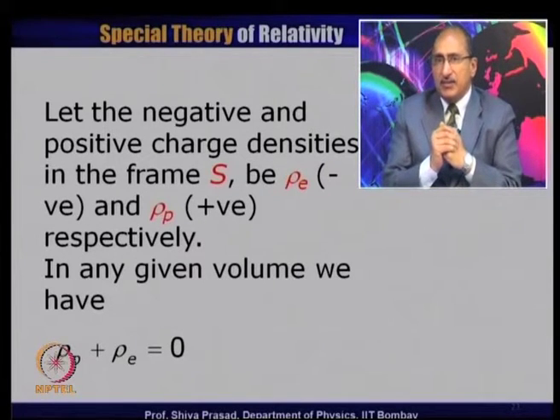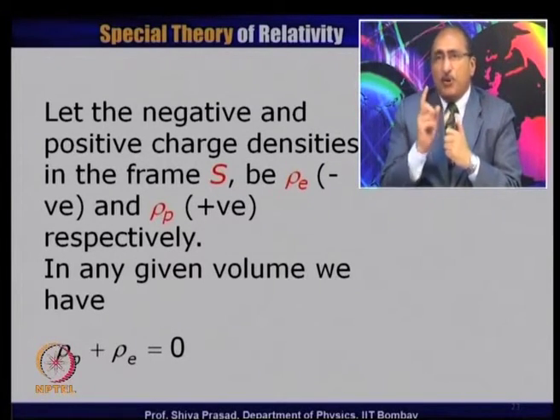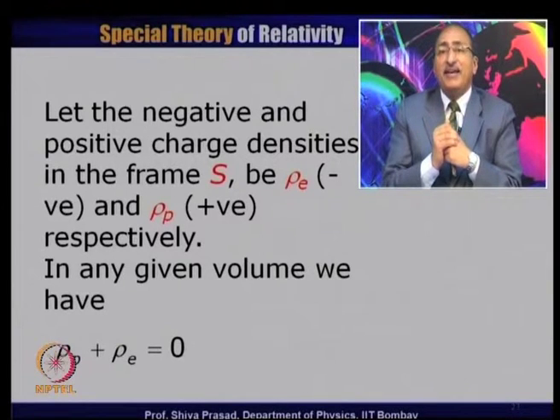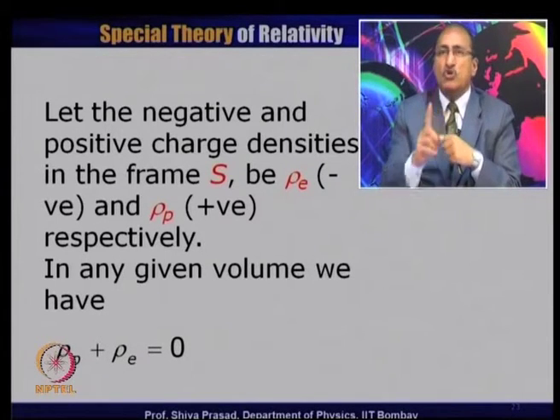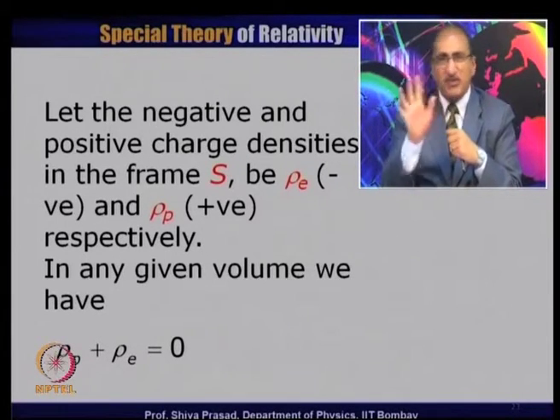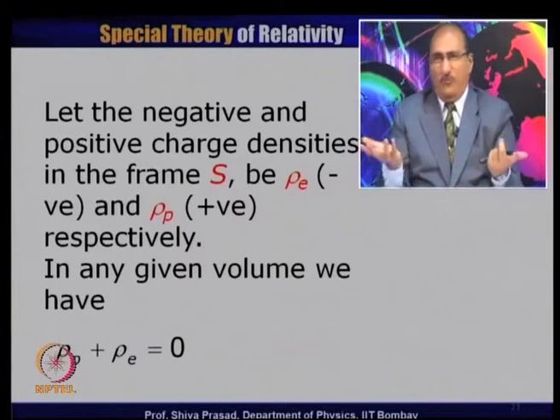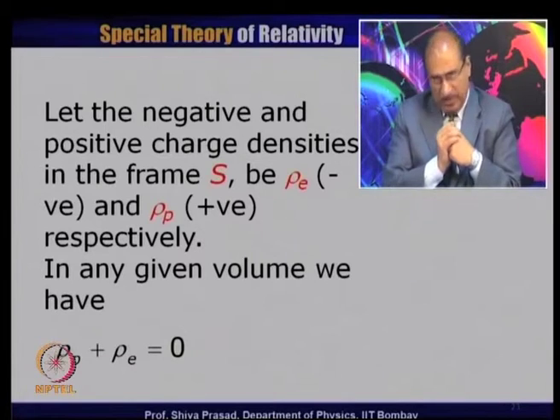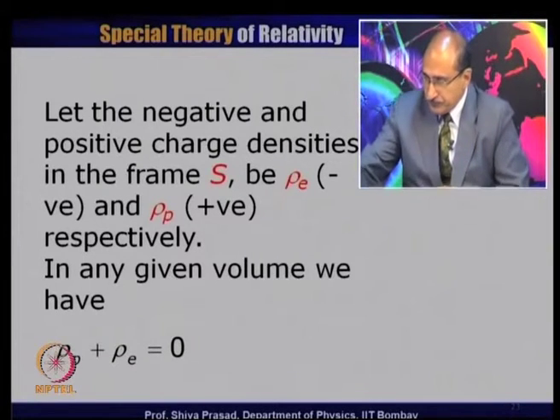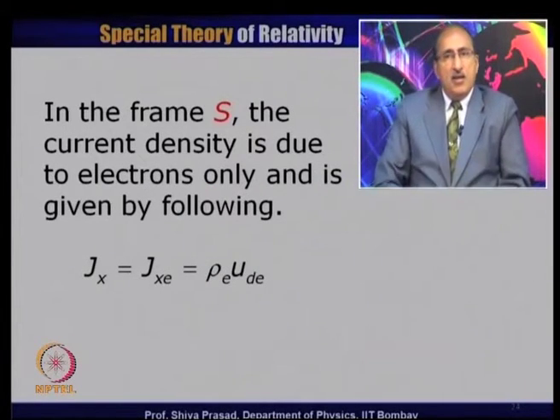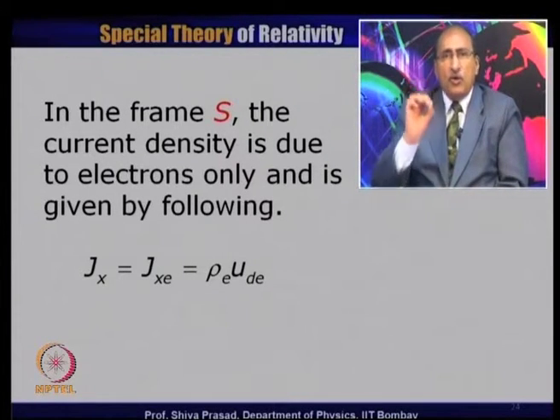Now, we realize that in this particular frame, it is only the negative charges which are moving. So, the net current density is being caused only by the motion of negative charge carriers. Positive charge carriers would not contribute to any current density, which is obvious, because they are not moving in this frame of reference. So, this is what I have said. In this frame S, the current density is solely due to the electrons.